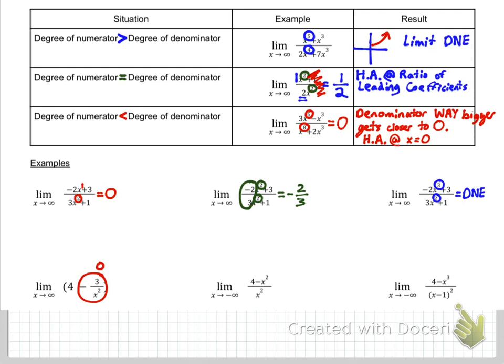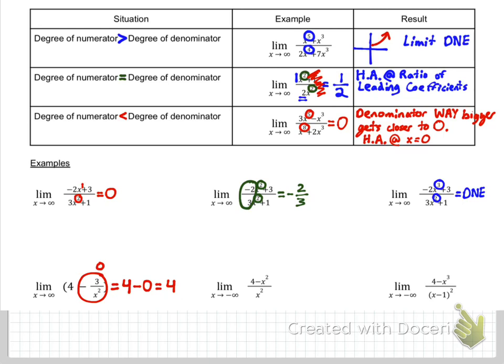So the limit as x approaches infinity of this expression is equal to 4 minus 0. Well, that's just 4. So that is the limit of that entire expression. Notice how we eliminated the fraction because we knew that it gets closer and closer to 0. If that fraction blew up, if it got way too big, that would obviously overpower the 4, so the limit would not exist.